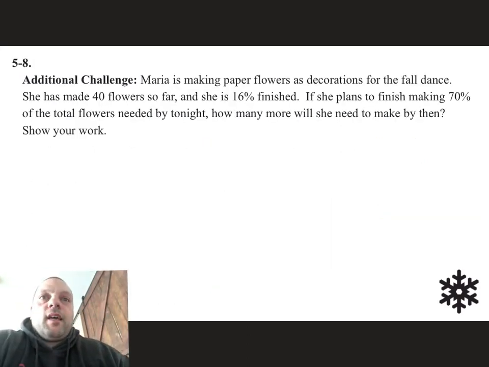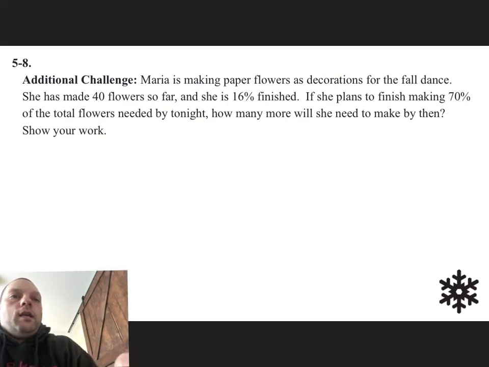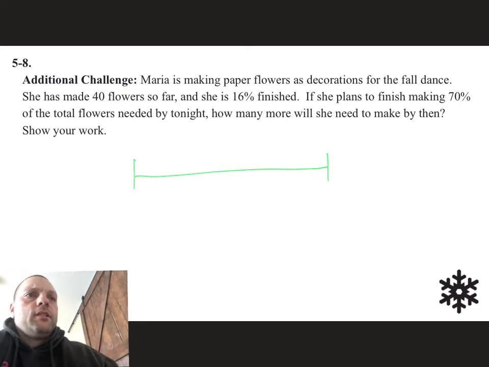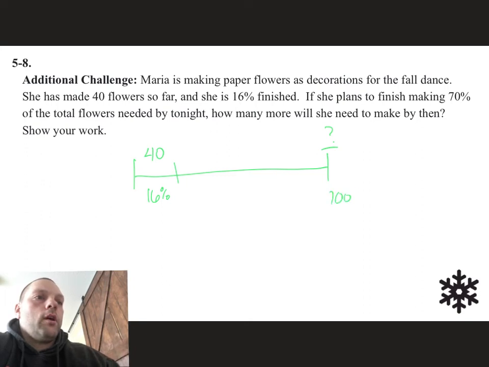Hey, all right, we made it to the last problem. So Maria's making paper flowers as decorations for the fall dance. She has made 40 flowers so far, and she is 16% finished. If she plans to finish making 70% of the total flowers needed by tonight, how many more will she need to make by then? Okay, so again, I'm going to draw my percent ruler. And I'm going to start with the known fact of 16%. So 16% is what she has finished, and that is 40 flowers. Okay, we're looking for how many total does she have out of the 100%.